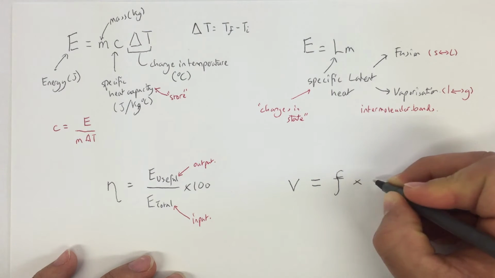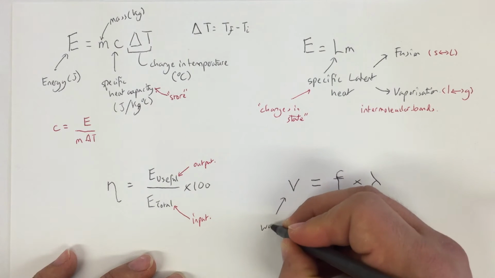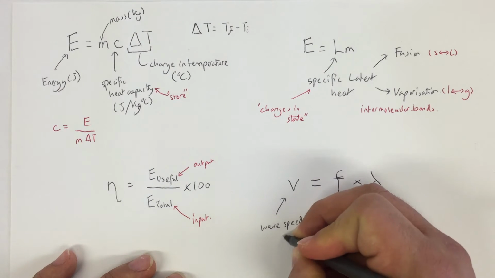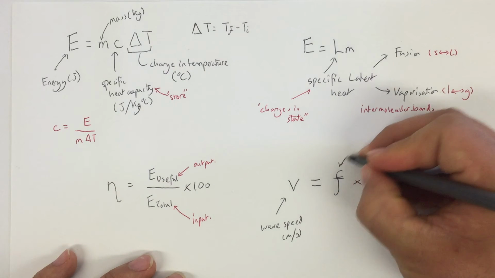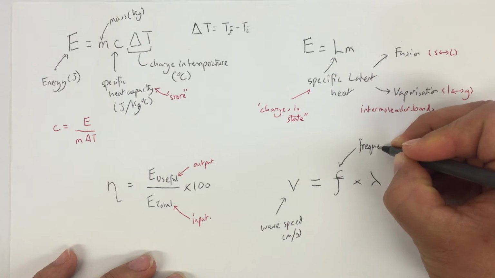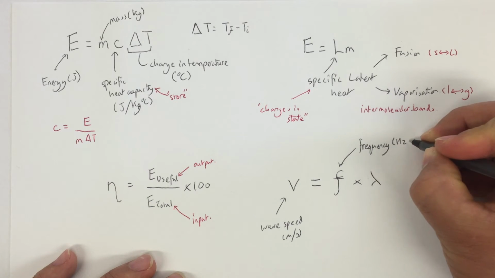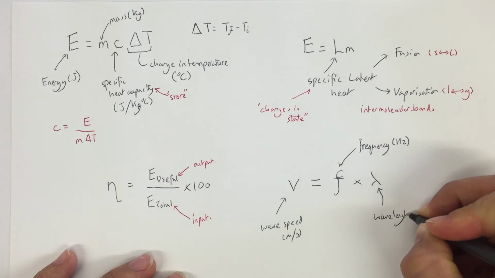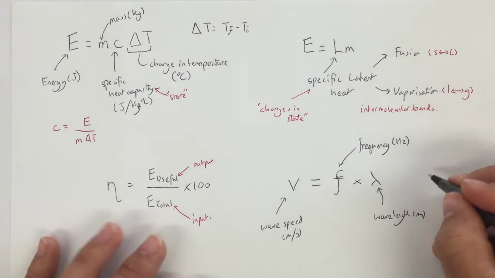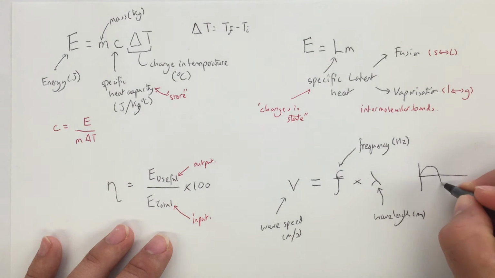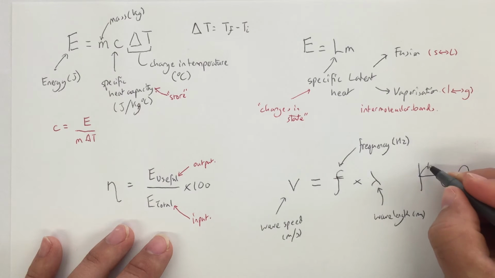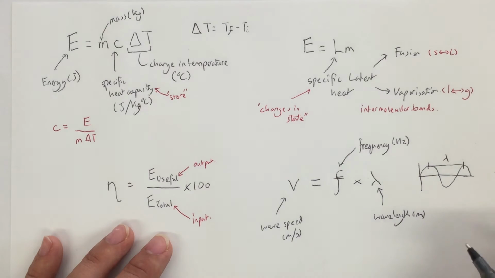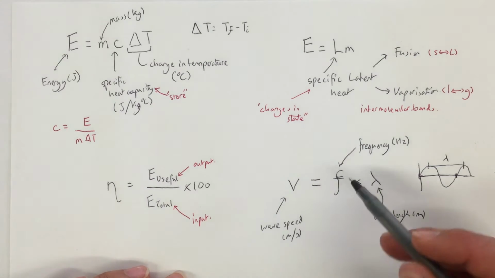So wave speed is measured in meters per second, and it is the frequency, which is the number of waves per second and is measured in hertz, multiplied by the wavelength, which, remember, is the distance between two peaks, or the distance for one complete cycle to have taken place. So wave speed is frequency multiplied by wavelength.